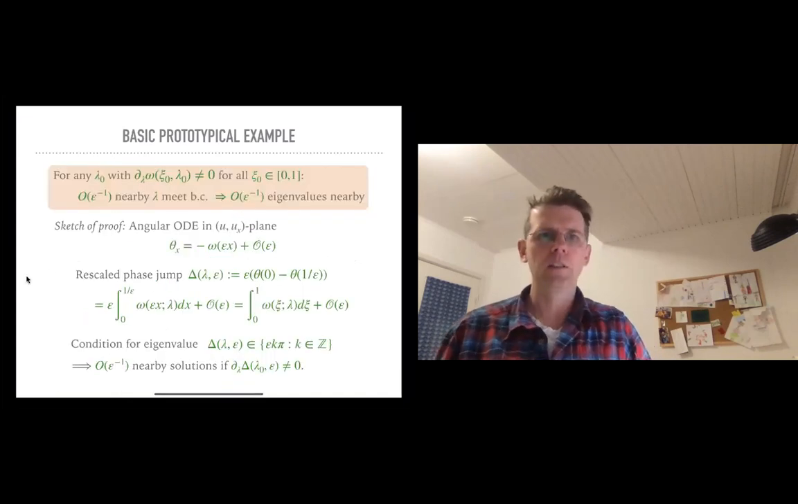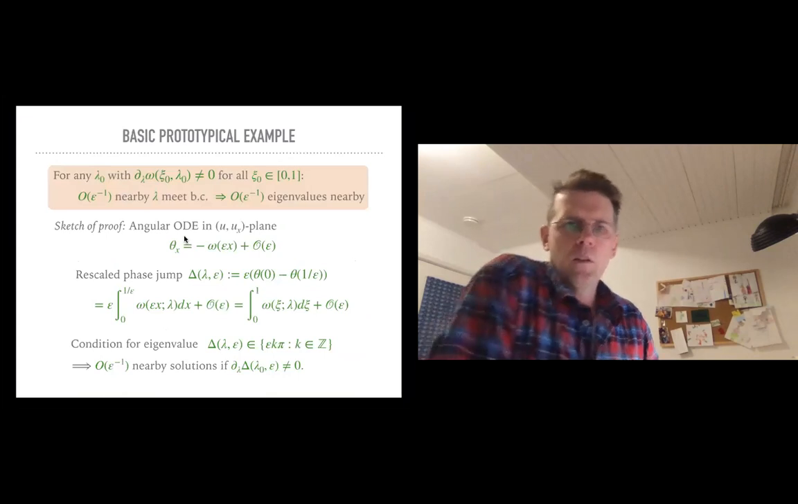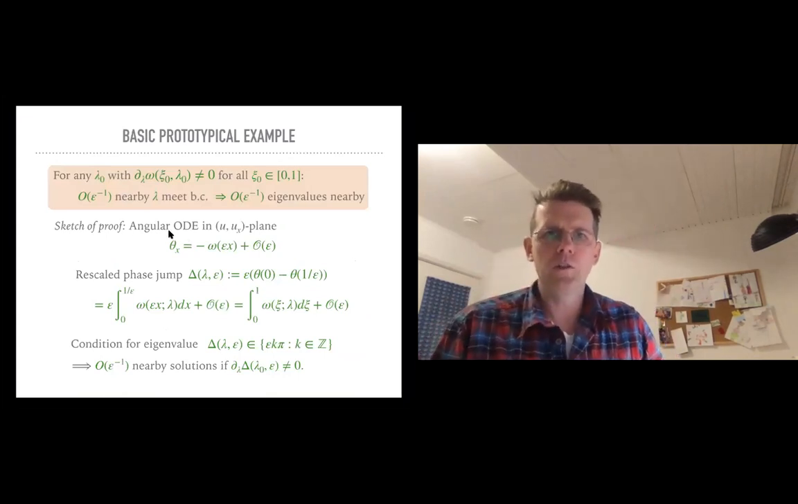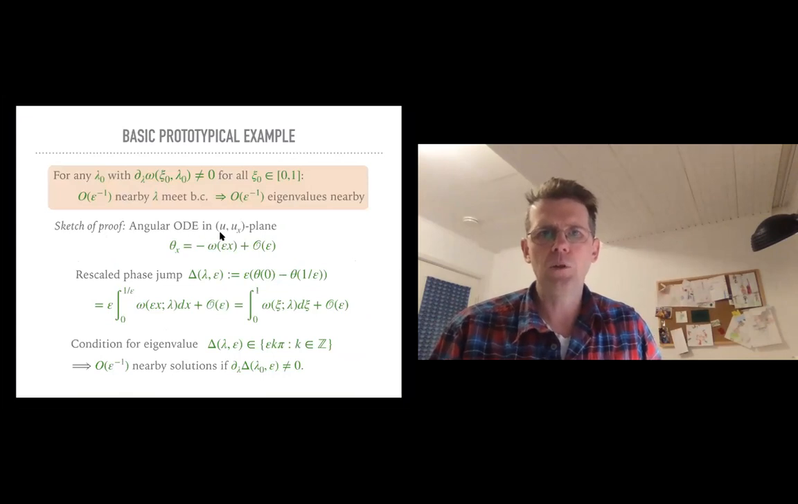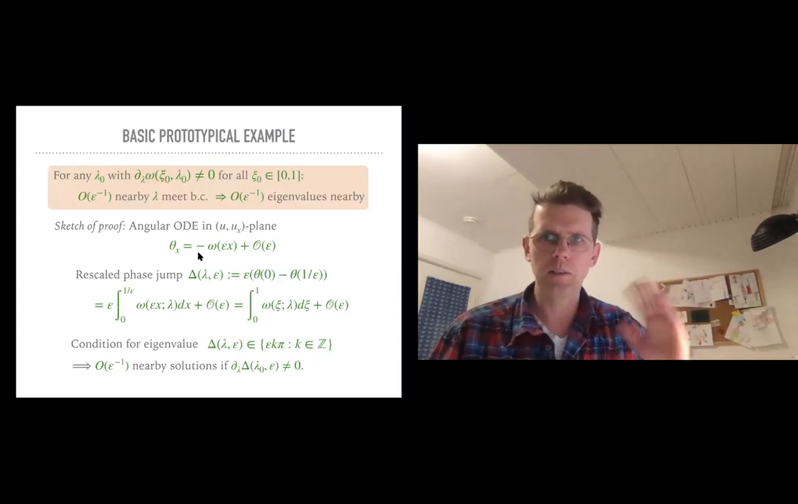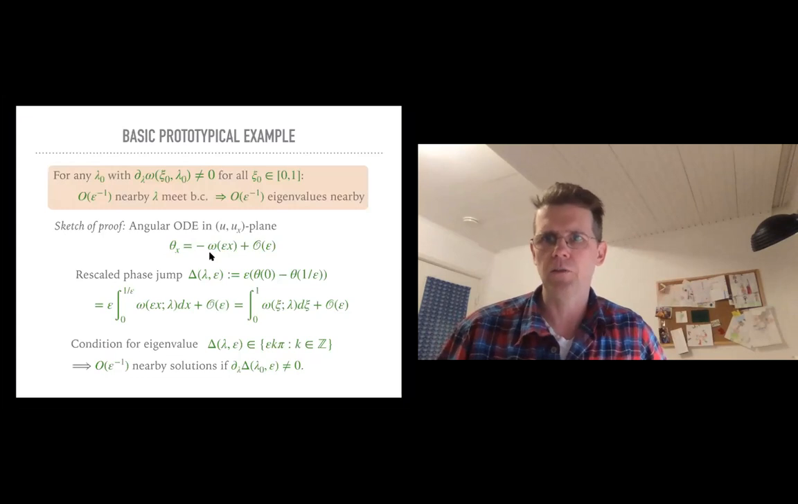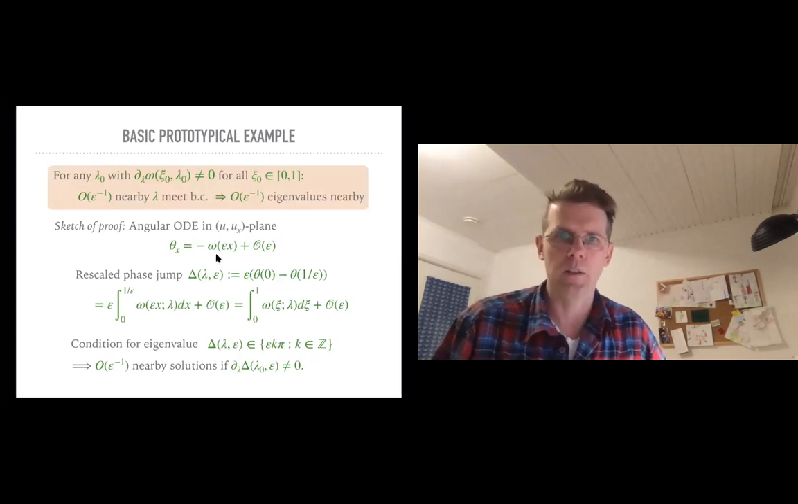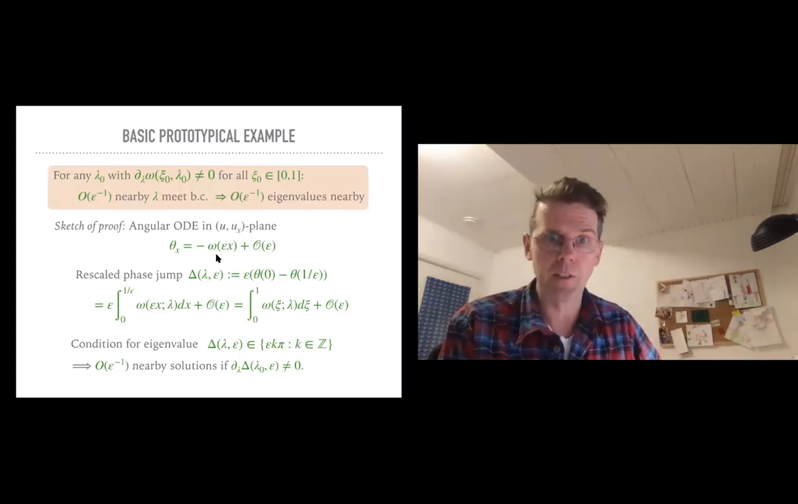Let's be a little bit more rigorous and sketch a proof here. One approach is to look at the angular ODE in the u-u_x plane, which, believe it or not, can be written like this. Theta is the angle, theta_x is minus omega of epsilon x, this frequency I just talked about. I've omitted the lambda dependence, plus an order epsilon perturbation. What we want to understand is how often this passes through multiples of pi. For simplicity, let's take the same boundary conditions left and right, so that we meet them whenever we move 180 degrees.